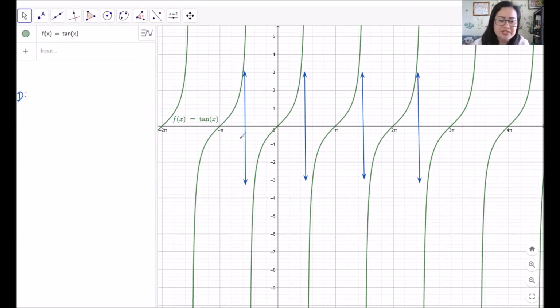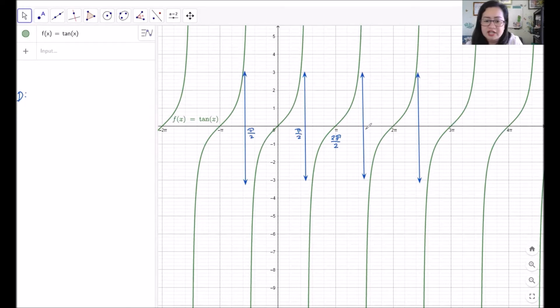Halfway between 0 and negative pi corresponds to negative pi over 2. Then we will have 0. Then here we have pi over 2. Pi can be expressed as 2 pi over 2, but take note that at this point the function exists.